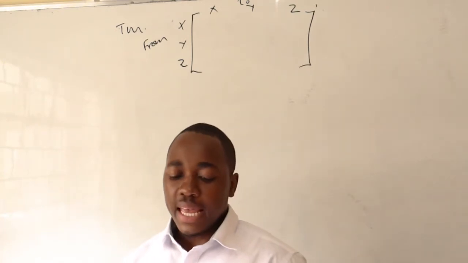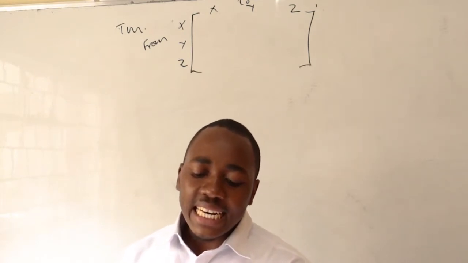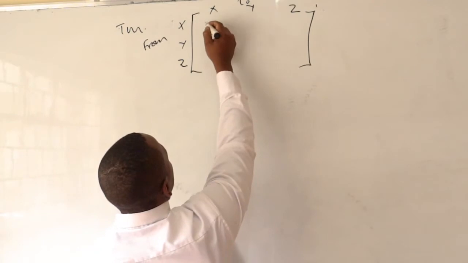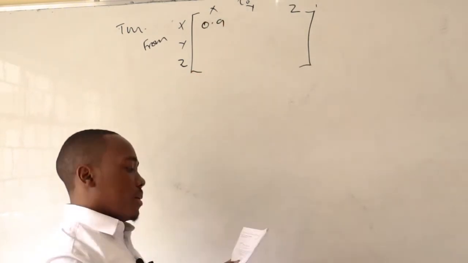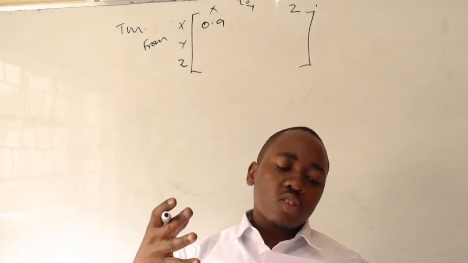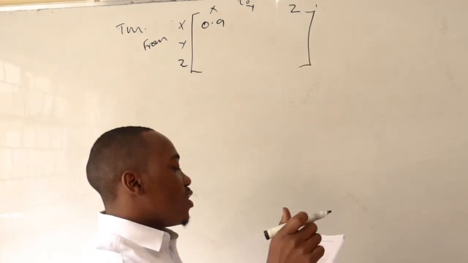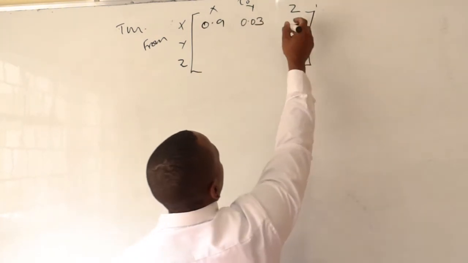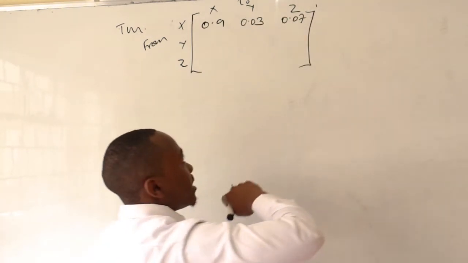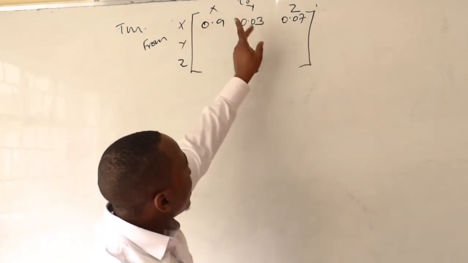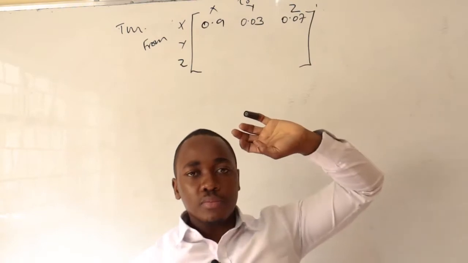So, number one, X Limited had retained 90% of its customers, but had lost 3% and 7% of its customers to Y and Z respectively. So you have 0.03 and 0.07 to Y and Z respectively. Remember I said that the row will show the retentions and the losses too.